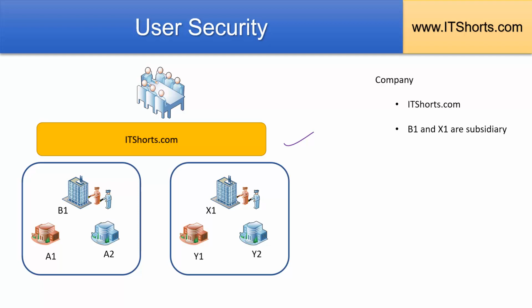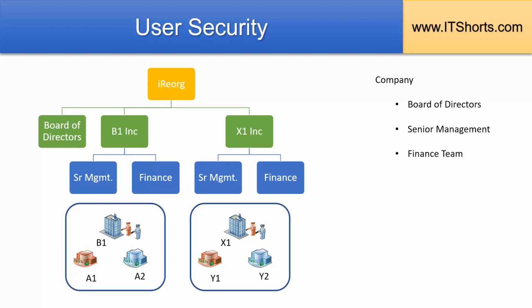Let's take a look at those modifications. For example, the board of directors from ITshots will have access to both these companies, B1 and X1. Then the senior management from both these companies need to access each other. The finance team from each company needs to work together and share the finance information, but they cannot access anything else. So these are the conditions. All of a sudden, the requirement gets a little bit complex.